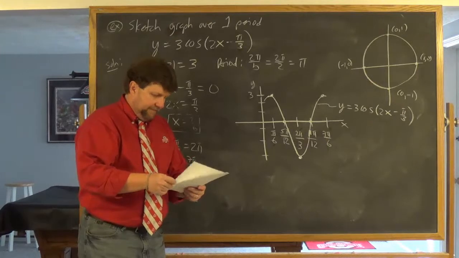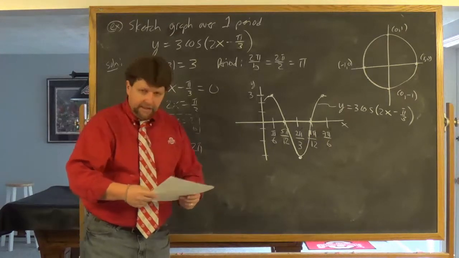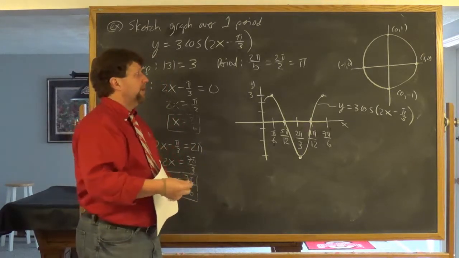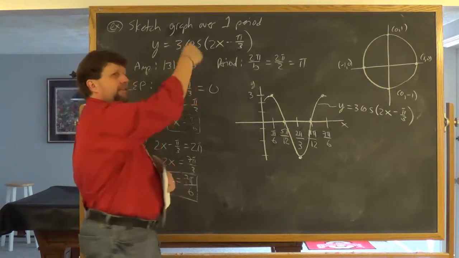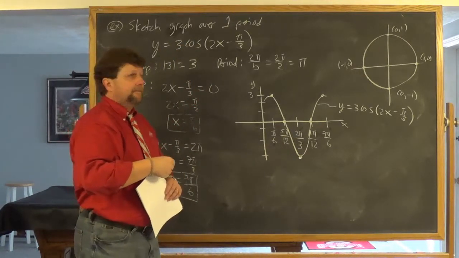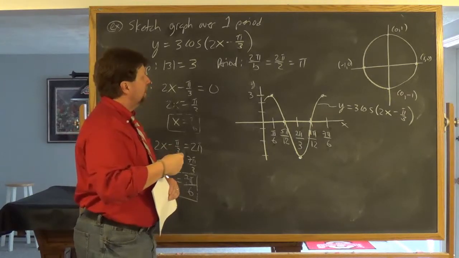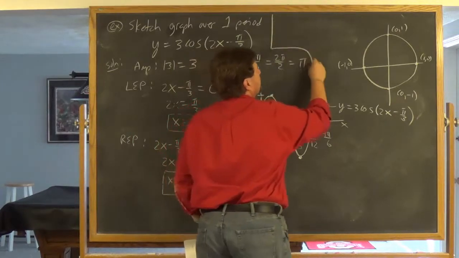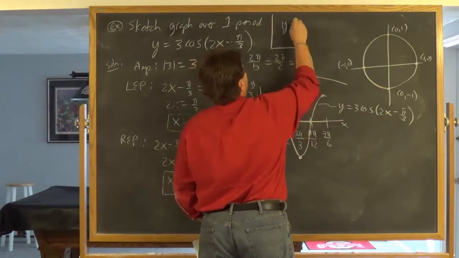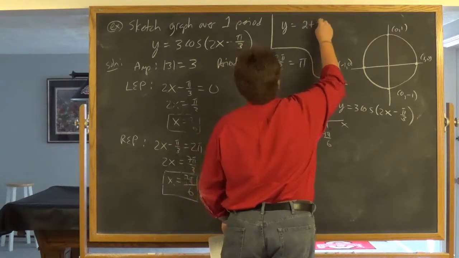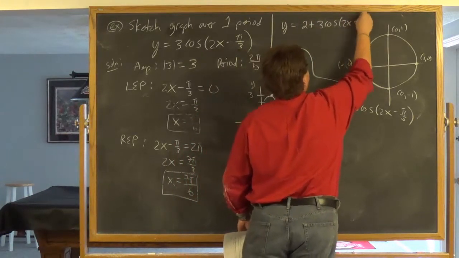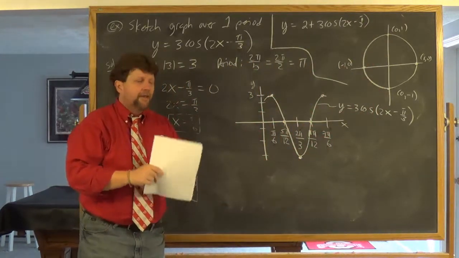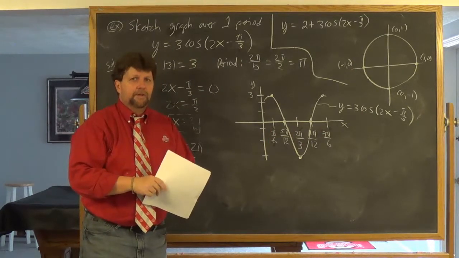The final thing that I'll talk about is when you have a vertical shift. When you have a vertical shift, that's when there's going to be a plus or a minus something in here. So for example, if we saw y equals 2 plus 3 cosine of 2x minus pi over 3. Folks, you do the vertical shift the absolute last thing you do.